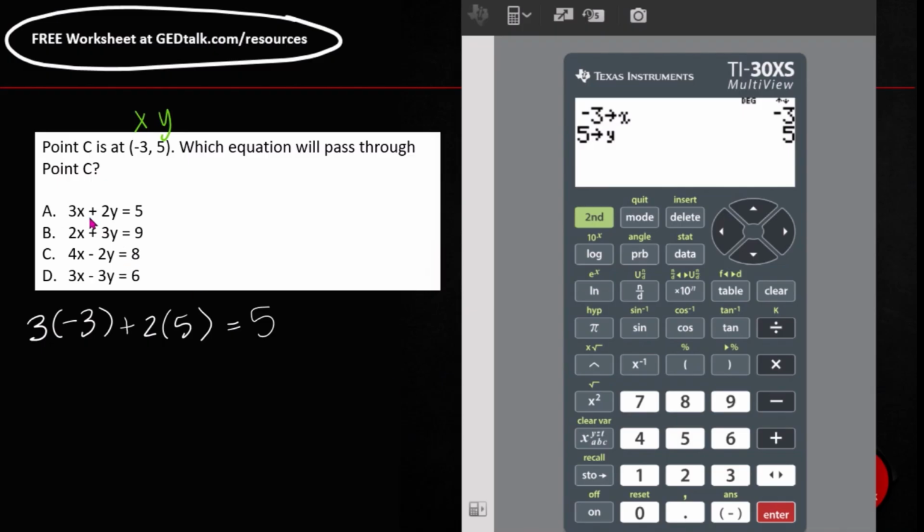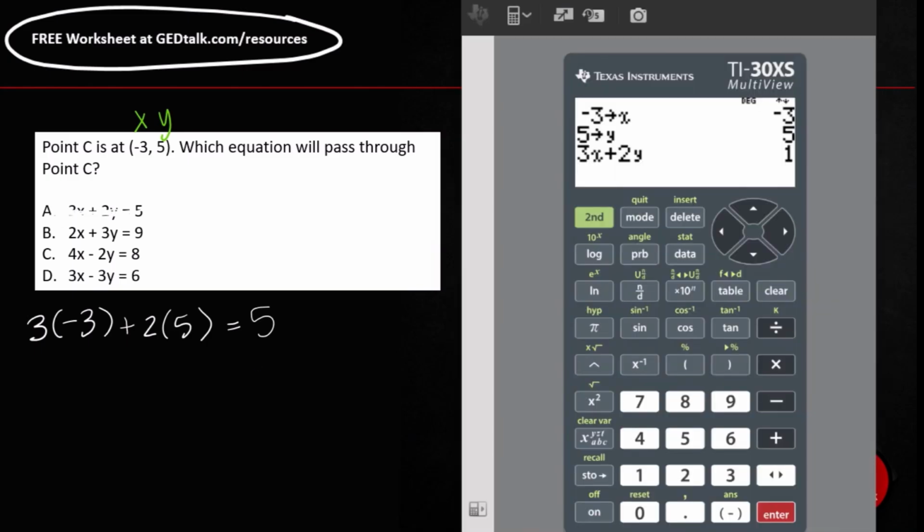So I need to input multiple choice letter A, because I want to see, is this the actual answer? So on my calculator, I will type in 3x plus 2y, and I'm going to hit enter, and I get 1. But A is saying that this equation with -3 as x and 5 as y should give me 5, but it's not. It's giving me 1. So I know A is not an answer choice.